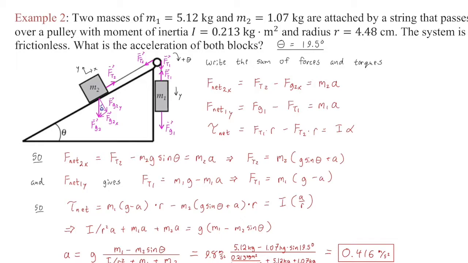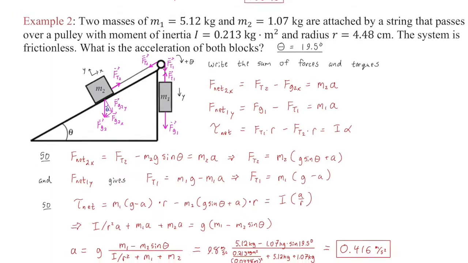That is the acceleration, because the one thing that is shared, even though the tensions are no longer shared by the two blocks, is the acceleration. The acceleration of m1 as it moves down, the acceleration of m2 as it moves up the slope, and the tangential acceleration of the surface of the pulley are all 0.416 meters per second squared. All right? So, similar but different.